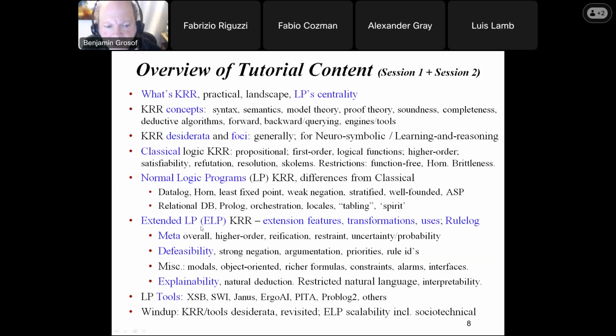The extended logic program group of KRRs has a number of different features that extend basic LP. And a key way that these are often defined, and semantics is analyzed and proof procedures are developed, is in terms of transformations. There are a number of kinds of uses that are associated with it. And one fairly good-sized bundle of such extension features is called RuLog.